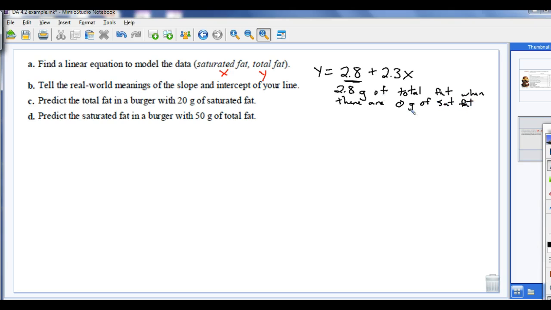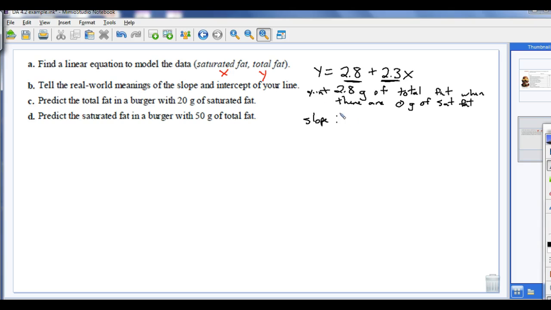So even if there aren't any grams of saturated fat, there's going to be some other grams of fat in the hamburger or whatever sandwich we're talking about. And what does this 2.3 mean? So this one was our y-intercept. And then our slope is going to be this 2.3.